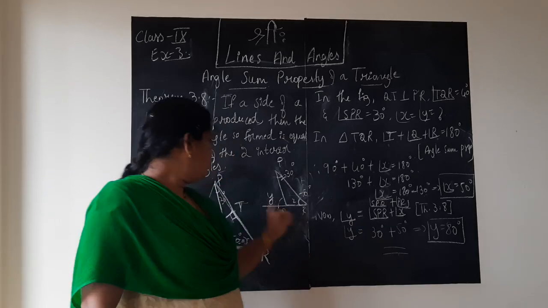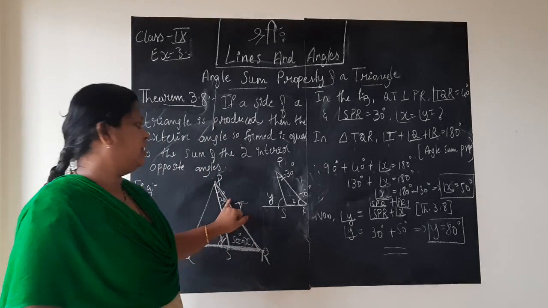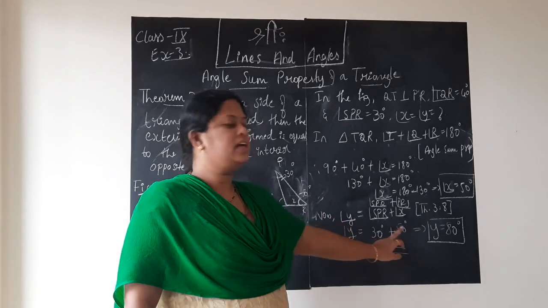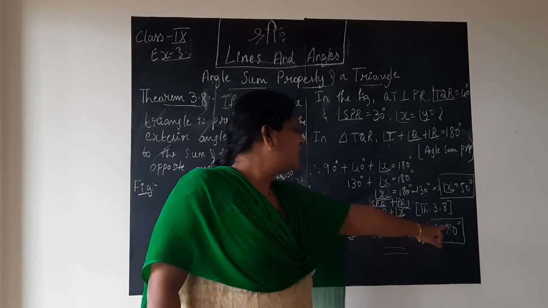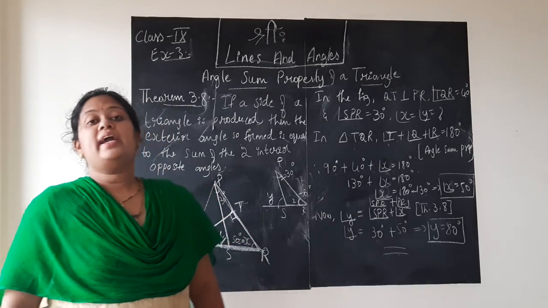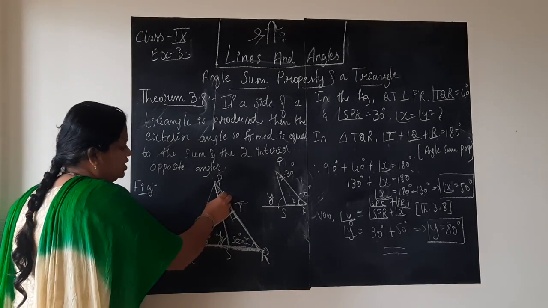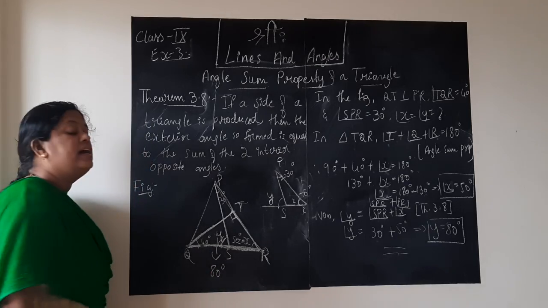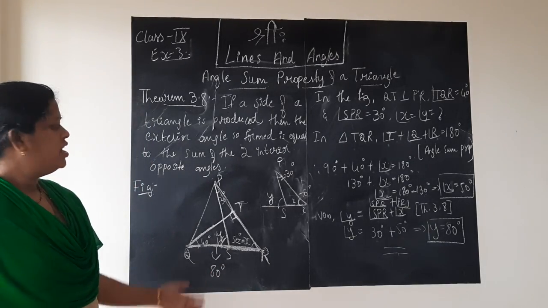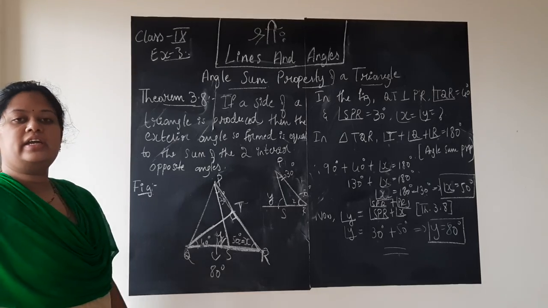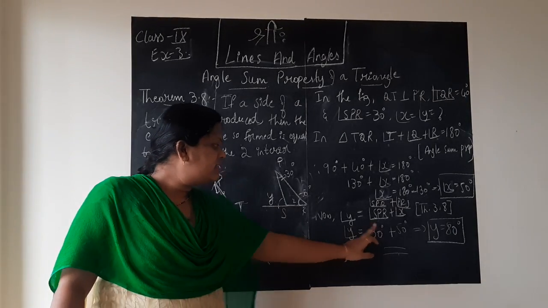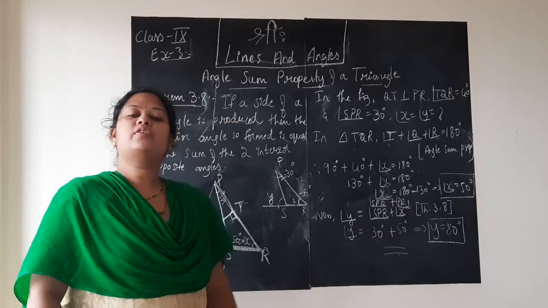Y is equal to SPR, they have given us 30 degrees, so substitute. Angle X we just found as 50 degrees. So angle Y is 30 plus 50, which is equal to 80 degrees, children. So this is 30 degrees, this is 50 degrees, which means this angle Y is clearly 80 degrees. So did we prove the theorem 3.8 statement? That is, the exterior angle is equal to the sum of interior opposite angles.